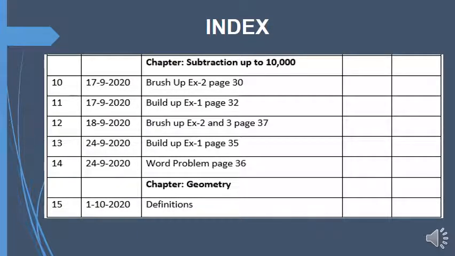Let's see what we have done up till now: subtraction up to 10,000's work, serial numbers 10, 11, 12. Now the serial number is 15. All of these serial numbers should be mentioned properly, the date should be mentioned properly, and today's date is 1/10/2020. We are going to do the definitions of this chapter. So move on to the next slide.